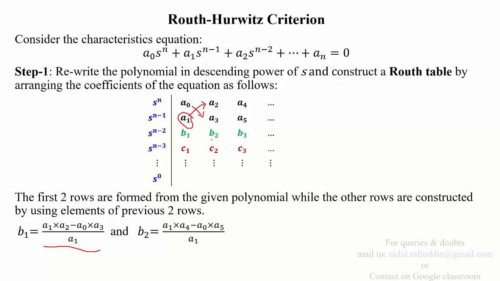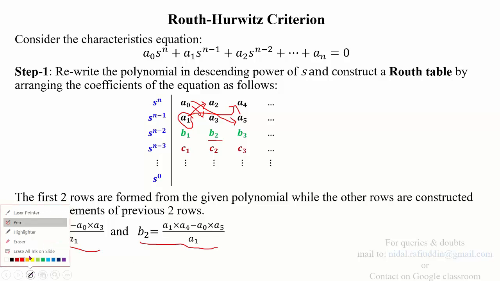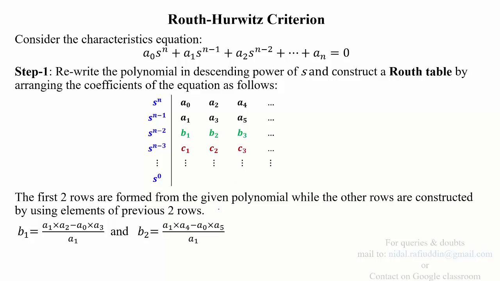Likewise, if you want to evaluate b2, you will again be using coefficient a1. You will be multiplying a1 with a4, minus a0 into a5, divided by a1. So it's written here: a1 into a4 minus a0 into a5, divided by a1. This is how you evaluate b2. And similarly, you are going to evaluate further coefficients following b1, b2, and so on.